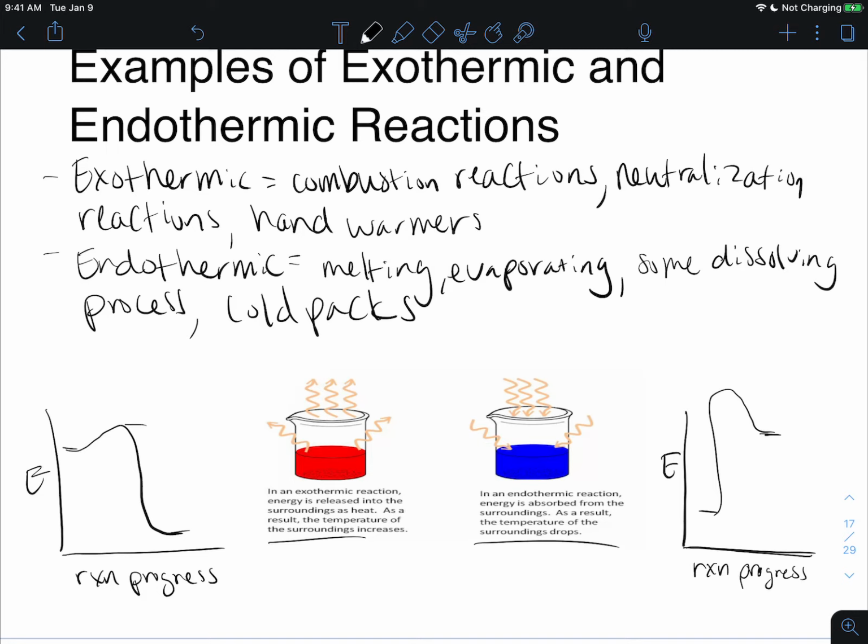And what we see here is something called activation energy, EA. Activation energy. And this is basically the energy that needs to be inputted in order for a reaction to occur.